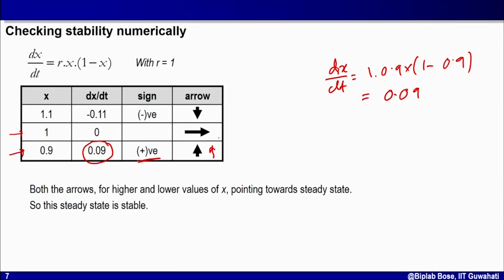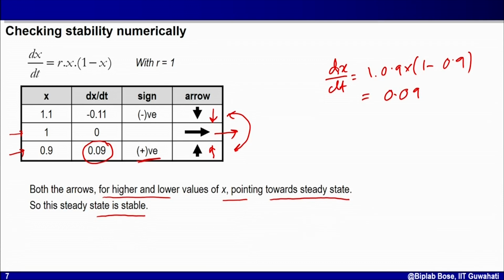So what we have? I have a horizontal arrow for the steady state. For the slightly lower value of x, I have an arrow pointing towards this one. And I have another arrow pointing downwards to this one. So that means in this case, both these arrows are pointing towards the steady state. So for both higher and lower values of x, the arrows are pointing towards the steady state. That means this steady state is a stable steady state.